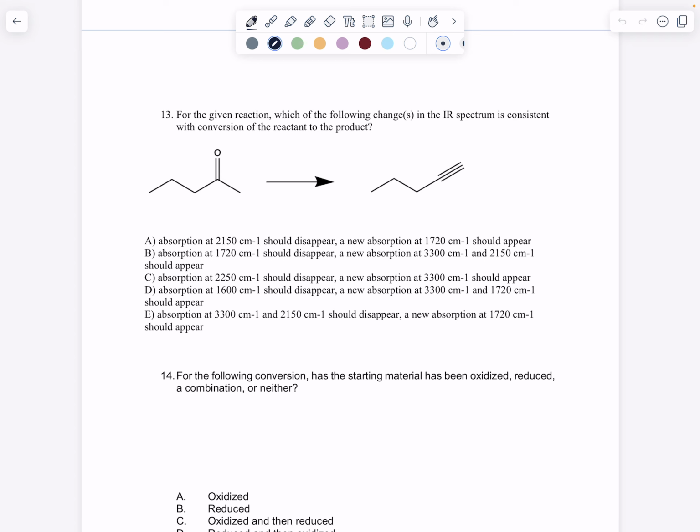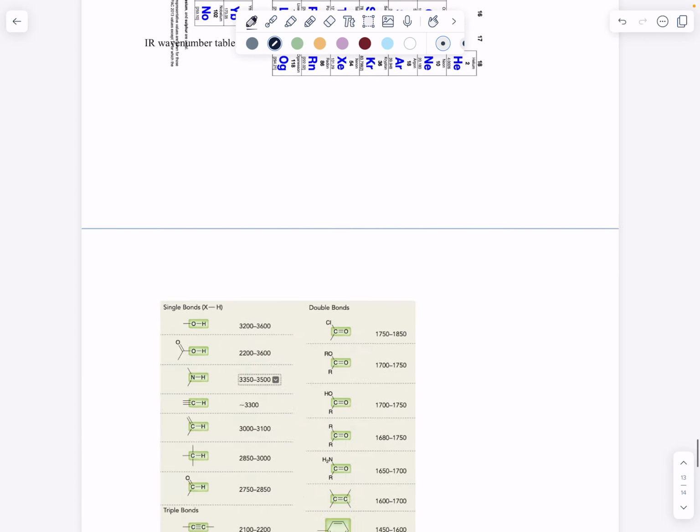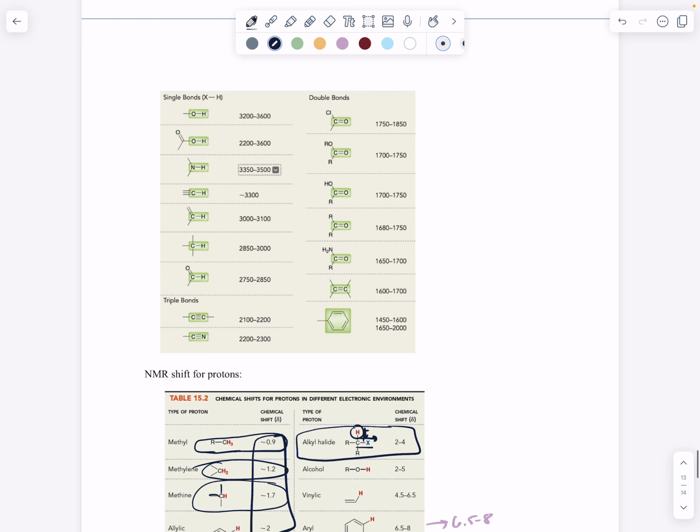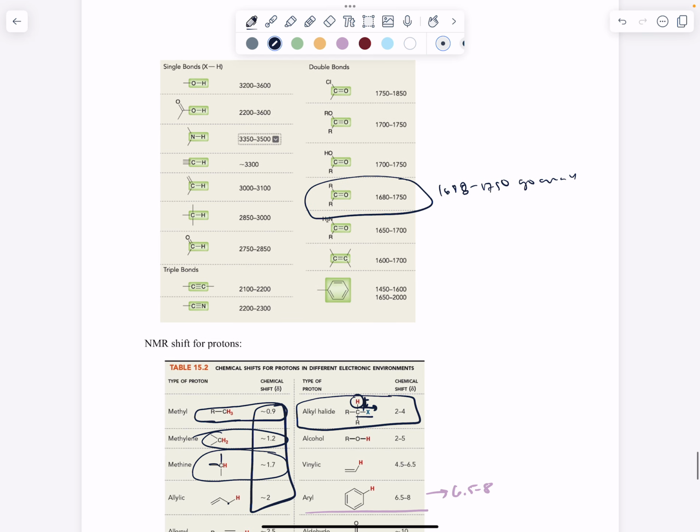For the given reaction, which of the following changes in the IR spectrum is consistent with this occurring? So this one's going to disappear for sure, and this one's going to show up for sure. That's what I'm looking for. So let me go double check the absorption. I think that one's around 720, but I'll look. The carbonyl absorption, C double bond O, yeah, 1680 to 1750 is going to go away. And then let's see. We'd expect to see one at 3300 appear.